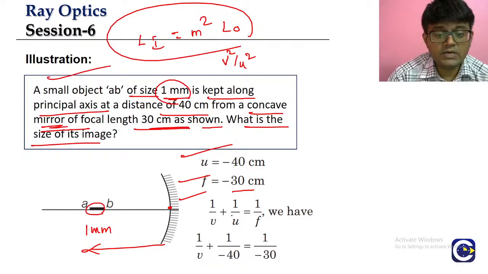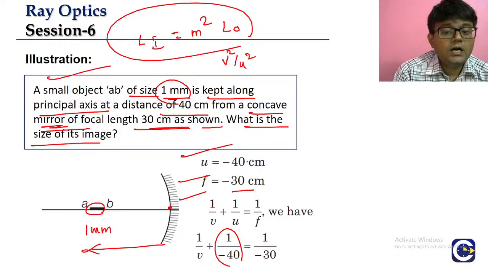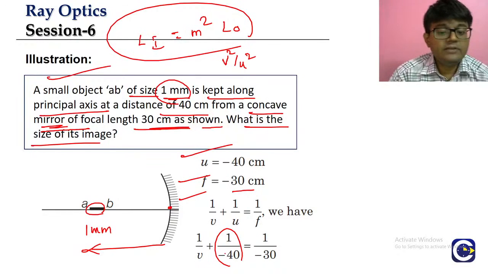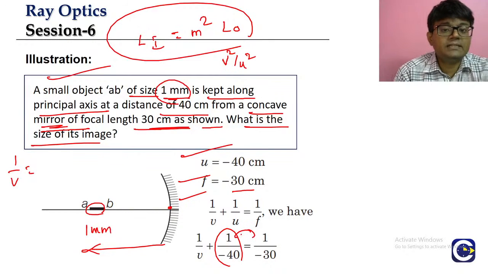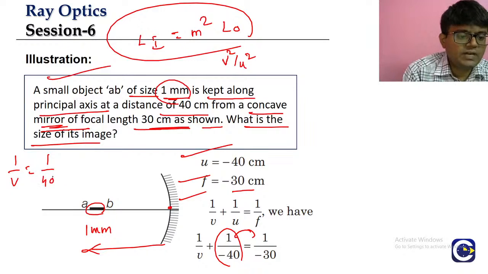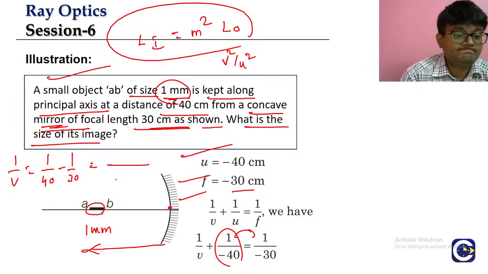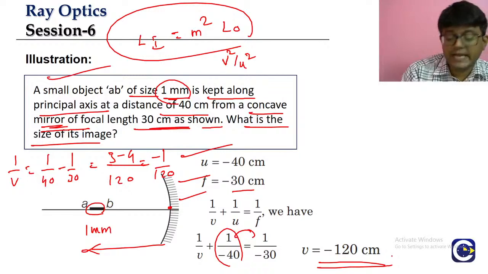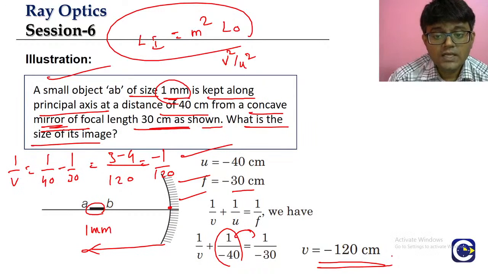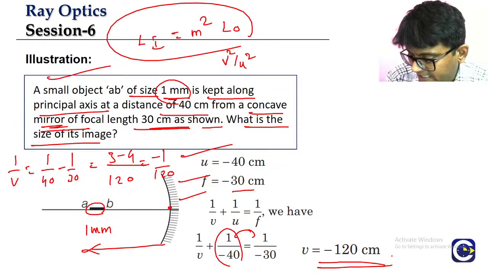Only the mirror equation. 1 by V plus 1 by U is equal to 1 by F. 1 by V, what is U? Minus 40. Just substitute. What is F? Minus 30. So can you tell me what is the V value? 1 by V will be minus 1 by 40. Let us take it to the right side. It will become plus. So 1 by 40 minus 1 by 30. What is the LCM? 120. So 3 minus 4, which is equal to minus 1 by 120. Which means V will be equal to minus 120 centimeters.